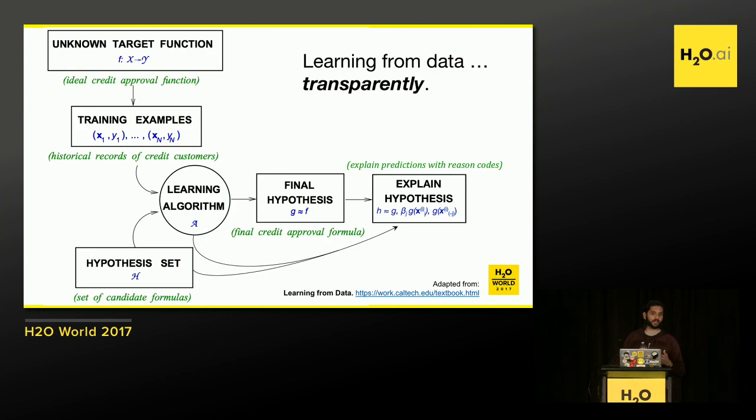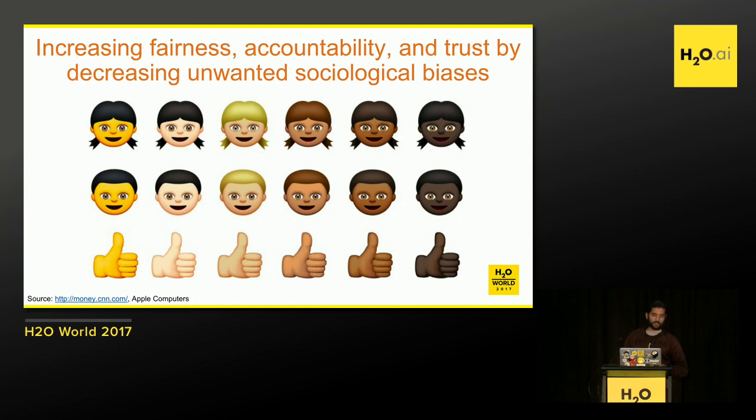You have to explain the hypothesis. The final hypothesis that is made has to be explainable to people, and people have to understand it. These people could be regulators, stakeholders, customers. It's very important that we make this machine learning process transparent to everyone, whether they're a practitioner or not. So, as I said before, we're trying to increase fairness, accountability, and trust between the ML community and people like consumers who actually have decisions made for them day to day based off of machine learning applications.